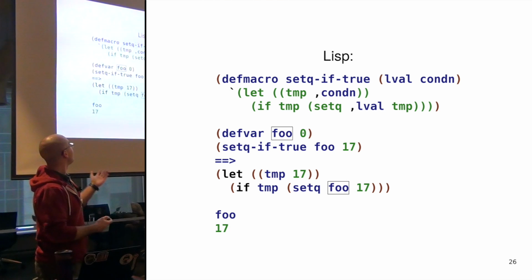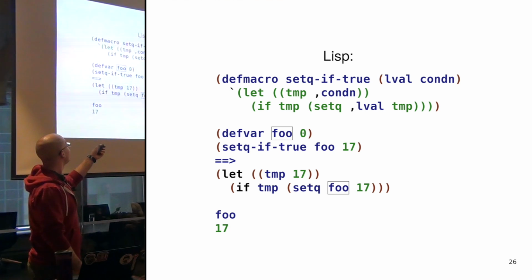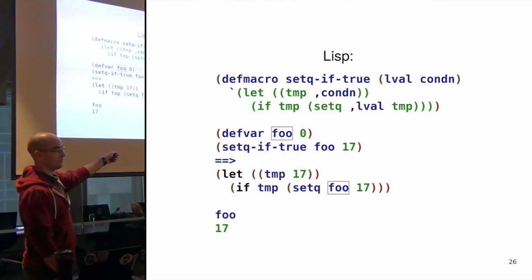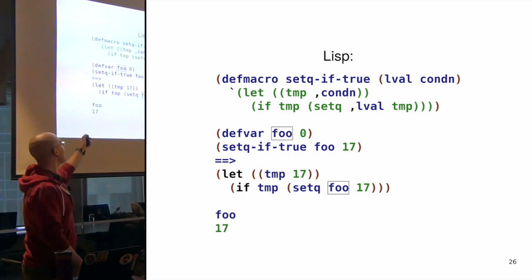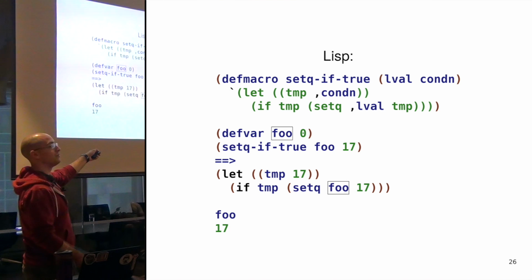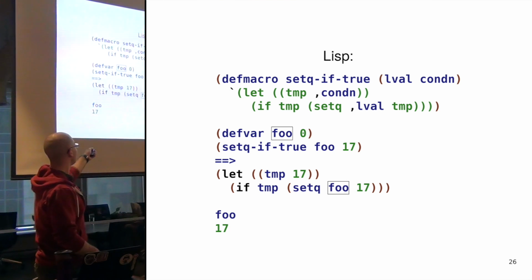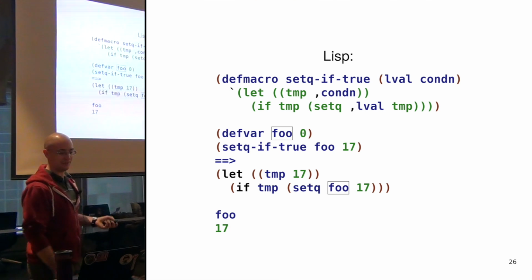So for example, we have this set-q-if-true macro. Basically, if this evaluates to true, we're going to set this symbol to the value that gets evaluated. So if we have this variable foo, and we want to set it to 17, 17 evaluates to true in Common Lisp. So at the end, we have foo set to 17.